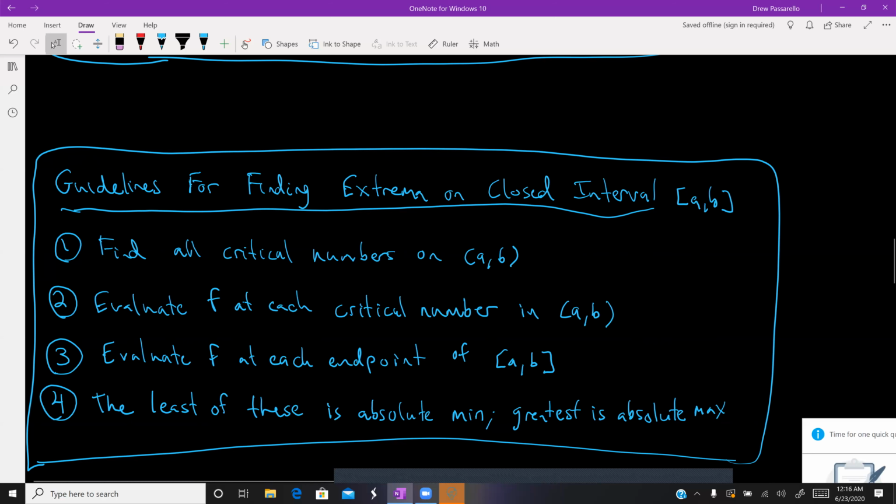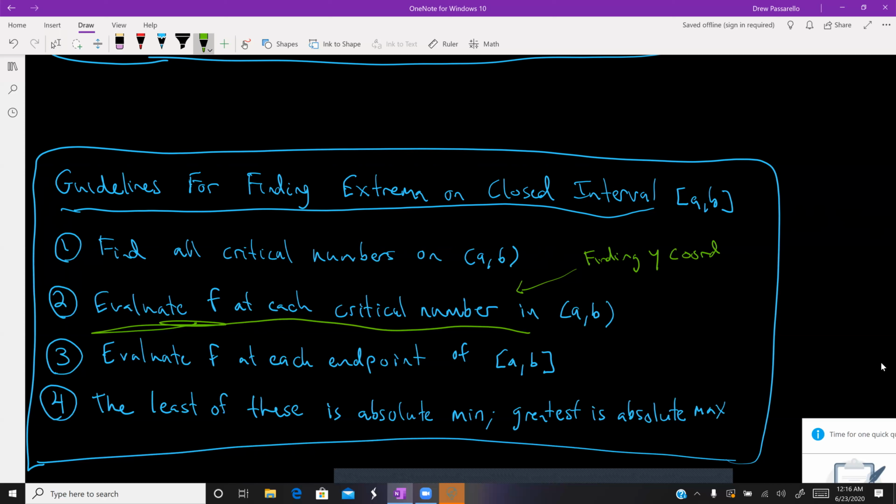The second thing is you evaluate f at each critical number in (a, b). So that just means to find the y-coordinate corresponding to each critical number. So when it says evaluate f at each critical number, you're just finding the corresponding y-coordinate for the critical numbers. This third step is to evaluate f at each endpoint. And again, for the evaluate part, you're just finding the y-coordinate of the endpoints.